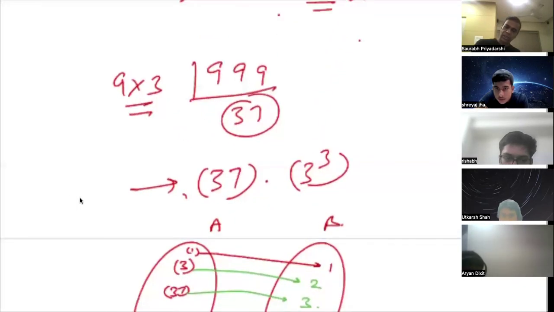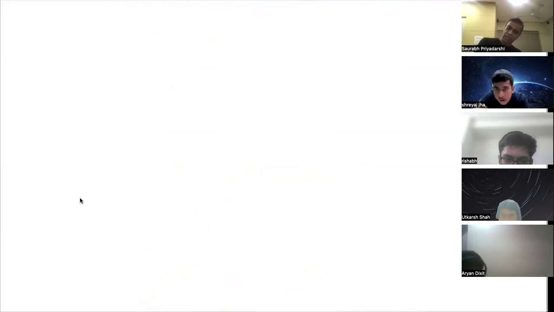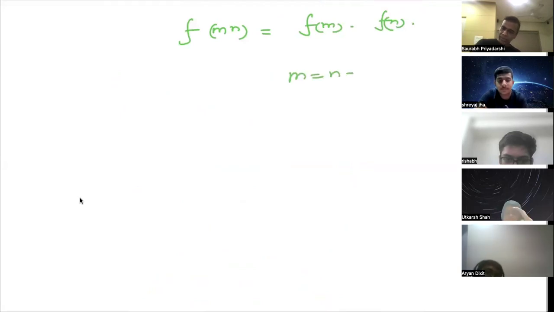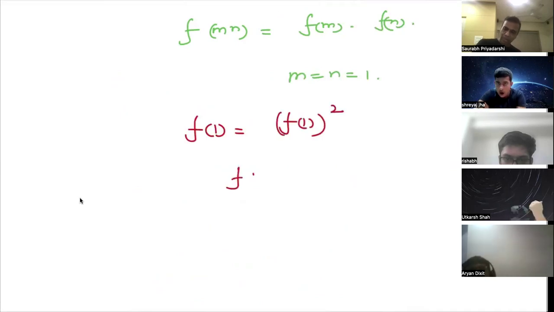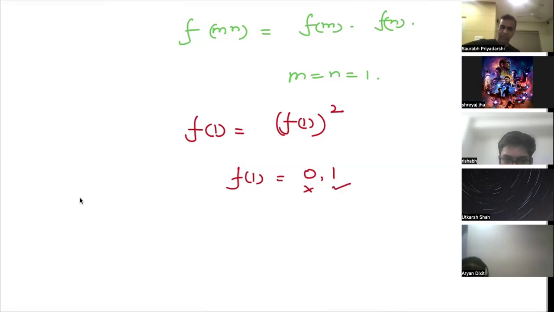F1. See, it was given F of mn is equal to Fm into Fn. m, n are natural numbers, so let's put m is equal to n is equal to 1. So F1 is equal to F1 into F1, which is F1 square. So either F1 is equal to 0 or 1, but 0 is not possible because the mapping is only to natural numbers. So F1 is 1.